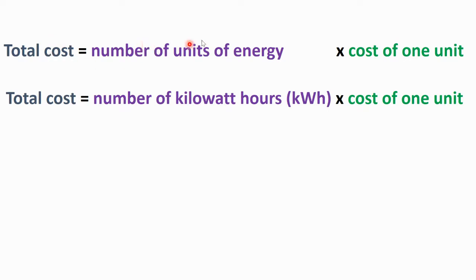However, sometimes it might not be written as this. It might be written as number of kilowatt hours because they're expecting you to remember that a unit of energy is a kilowatt hour. So 1 kilowatt hour is 1 unit of energy. So you need to remember both of these formulas. They're exactly the same, but it's just two terms for the same thing.